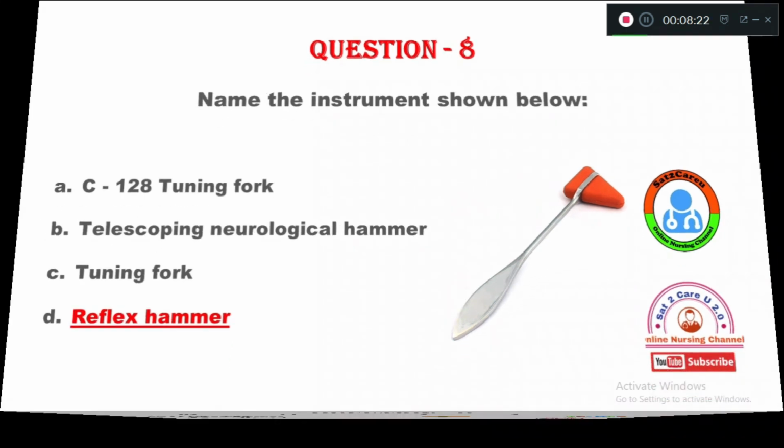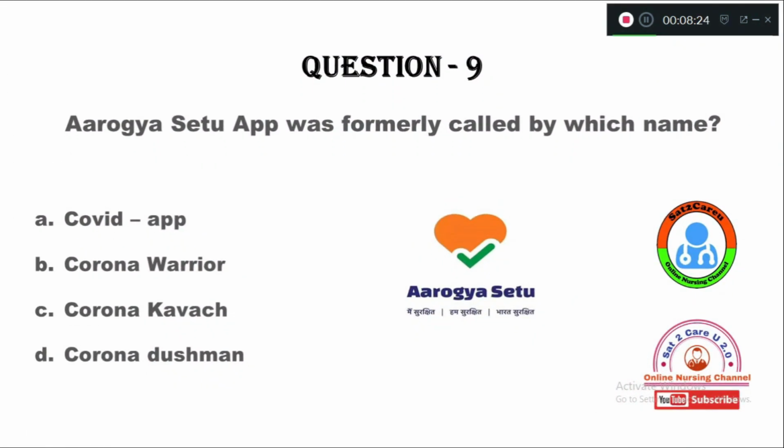Now move on to the ninth question. Arogya Setu app was formerly called by which name? Option A, COVID app. B, Corona Warrior. C, Corona Kavach. Option D, Corona Dushman.